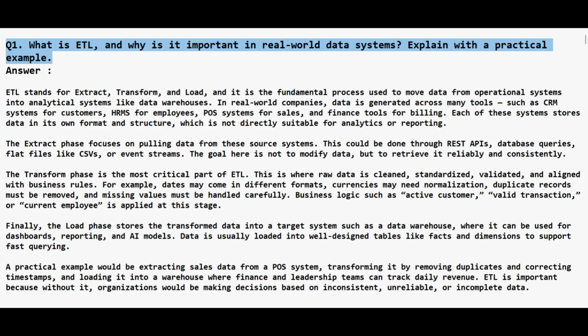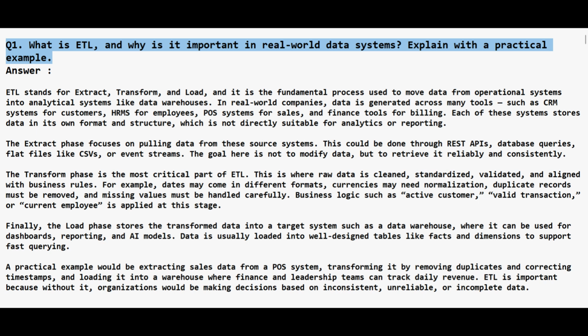The transform phase is the most critical part of ETL. This is where raw data is cleaned, standardized, validated, and aligned with business rules. For example, dates may come in different formats, currencies may need normalization, duplicate records must be removed, and missing values must be handled carefully. Business logic such as active customer, valid transaction, or current employee is applied at this stage.